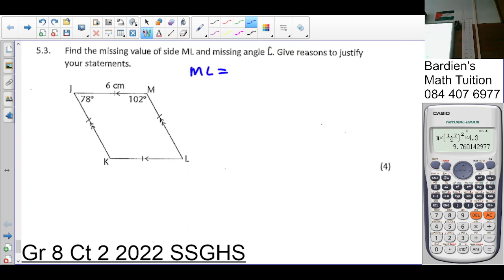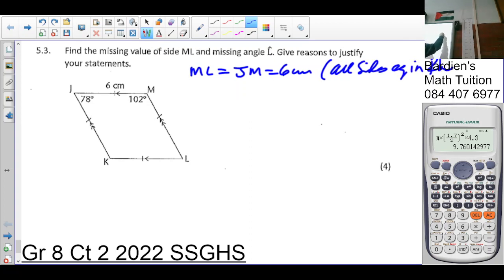So the question is for ML. ML is equal to JM, which is equal to 6 centimeters. Why? All sides equal in a rhombus. You could have just said all sides equal. We should also get the mark. Shouldn't you rather say both, because all sides are also equal in a square? But the least it can be is a rhombus. Because why? If it is a square, there must be added information. Why? Because the vertex angle must also be 90 degrees.